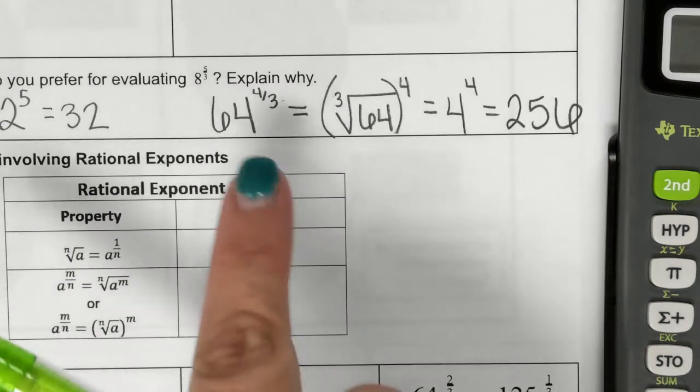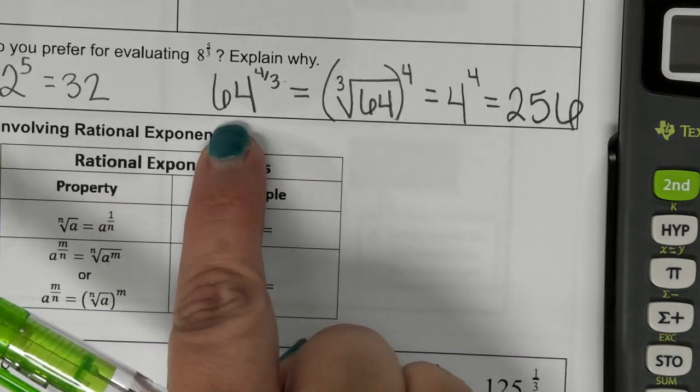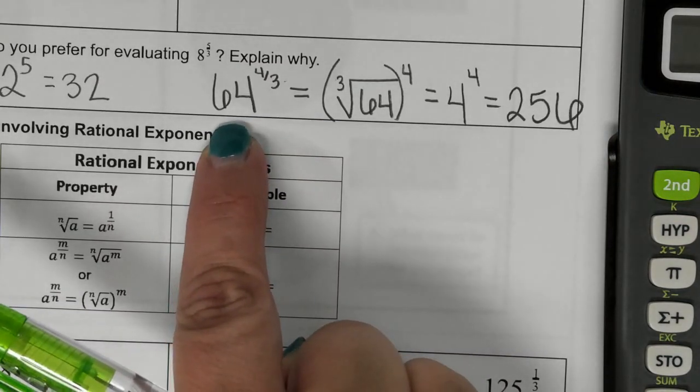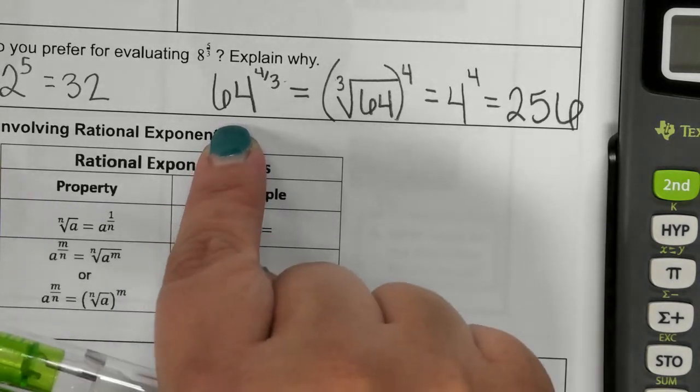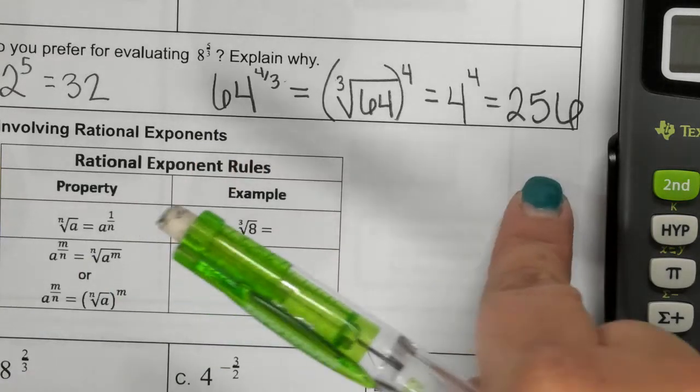Now, this problem is number 5 on your homework. You should try it on your own to make sure you get 256.